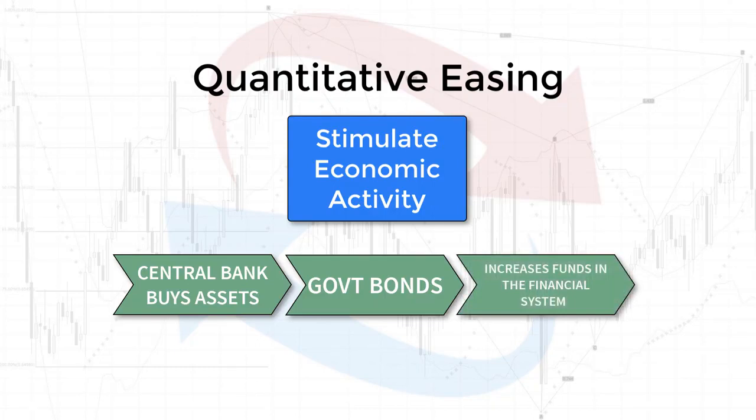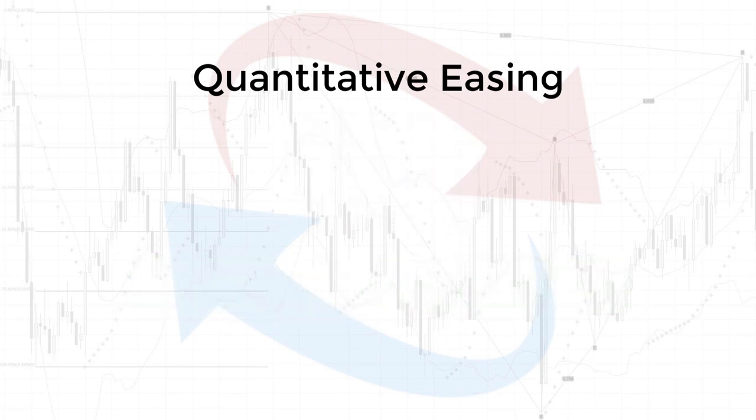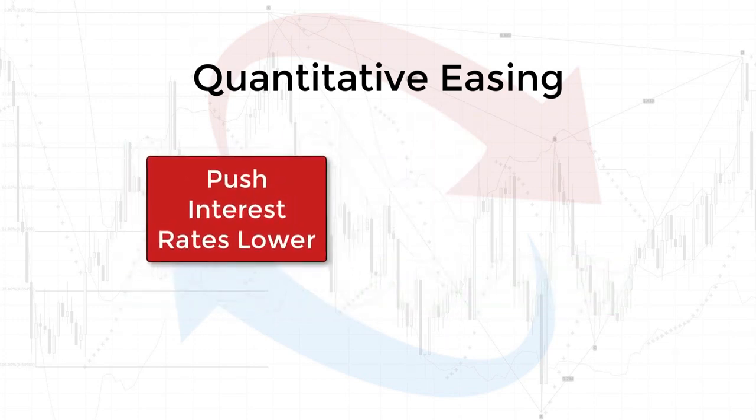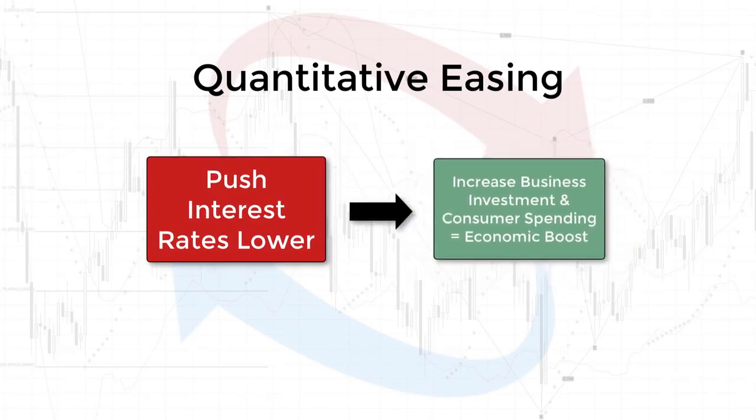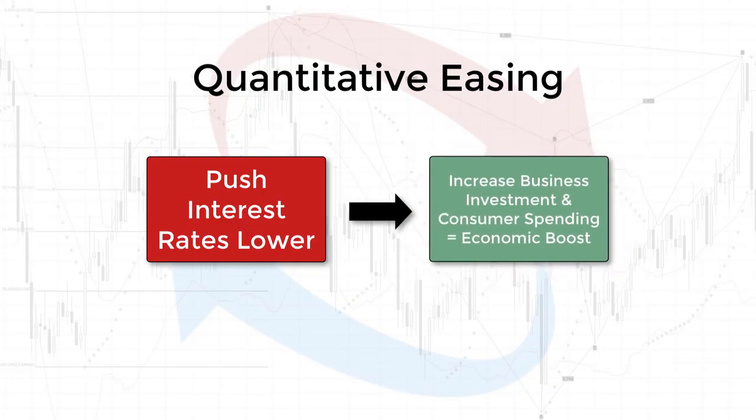Making more money available is supposed to encourage financial institutions to lend more to businesses and individuals. It can also push interest rates lower across the economy, even when the central bank's own rates are just as low as they can go. This in turn should allow businesses to invest and consumers to spend more, giving a knock-on boost to the economy.